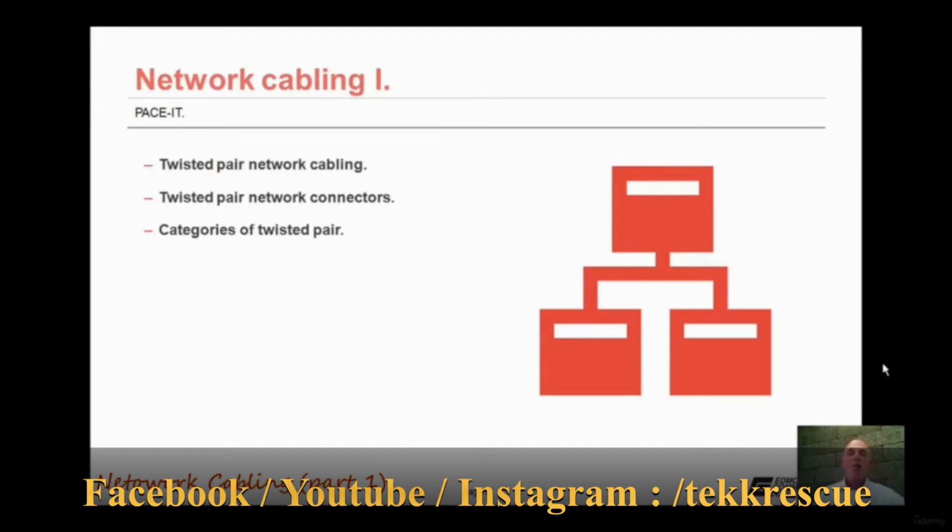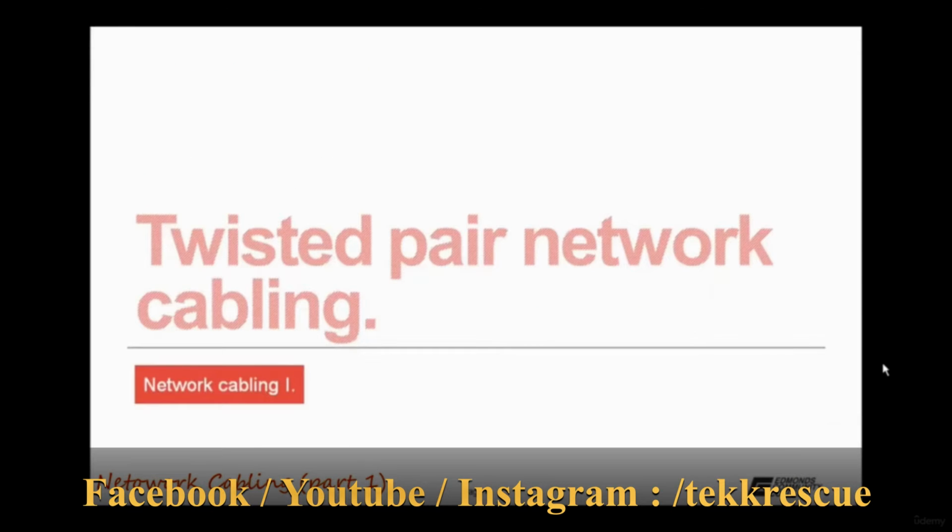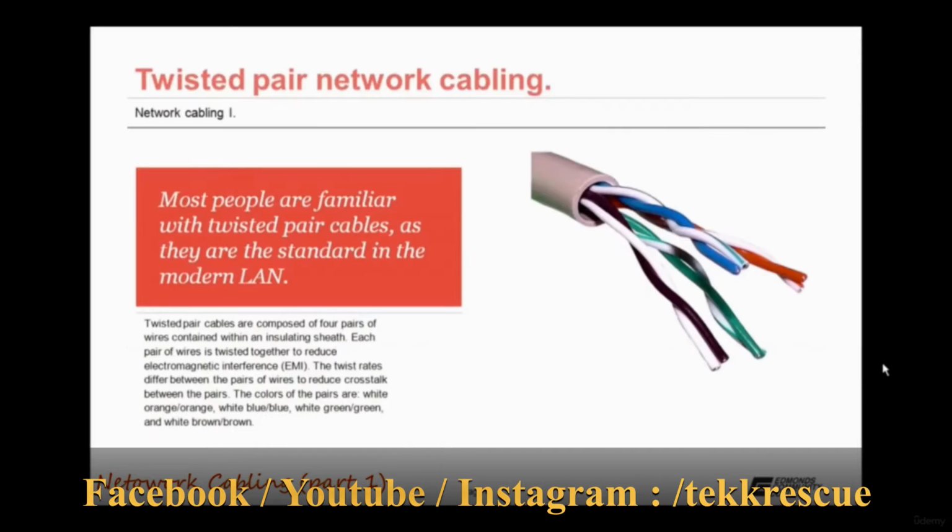Today we're going to be talking about twisted pair network cabling, then we're going to talk about twisted pair network connectors, and then we will conclude with categories of twisted pair. I have a whole lot of information to cover and I need to get through this quickly, so let's go ahead and begin this session. And we'll begin by talking about twisted pair network cabling.